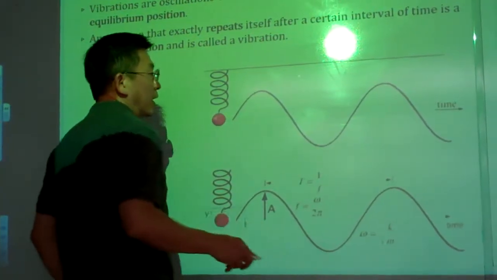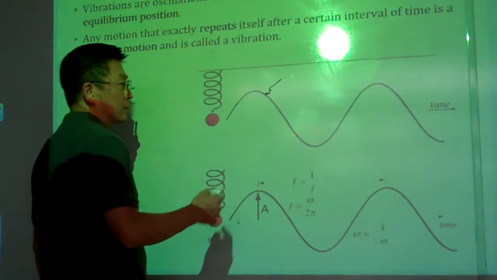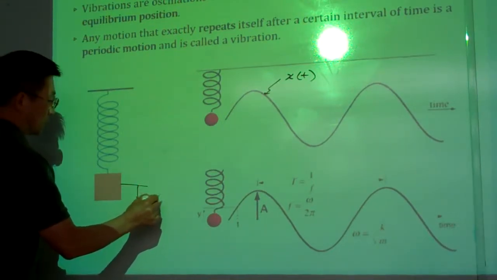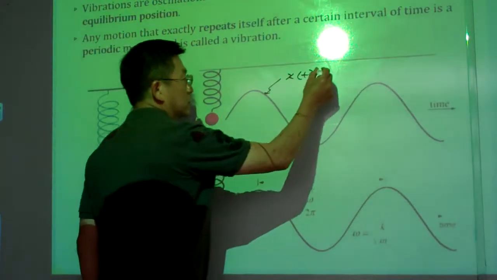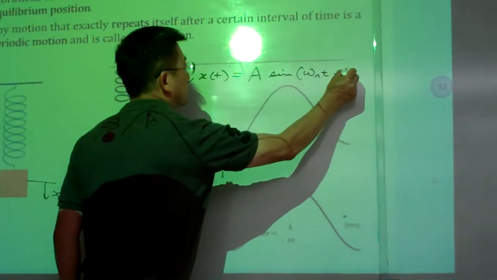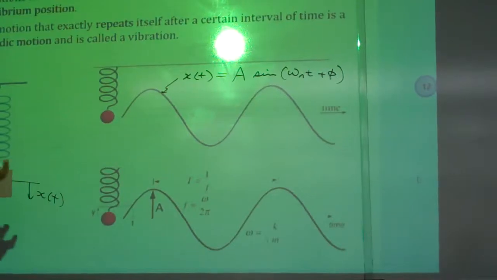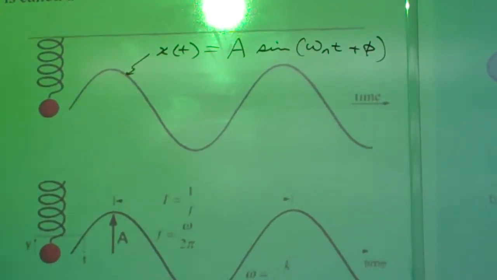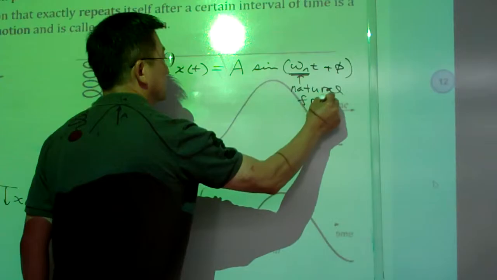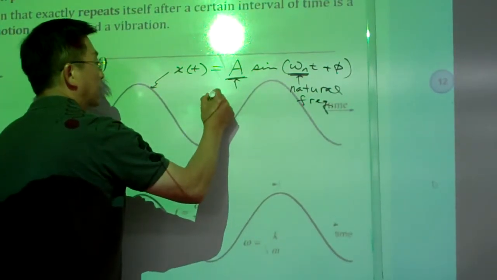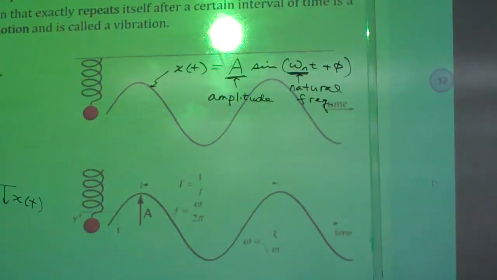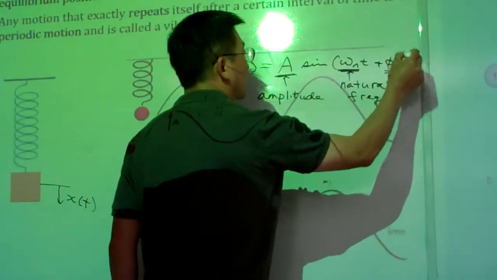For example, say we describe the vertical displacement using x of t. x can be described by A sine of omega n t plus phi. This is a very broad, very general description of vibrating systems. Omega n is called the natural frequency of the system, A is the amplitude of the vibrations, and phi is called the phase angle.